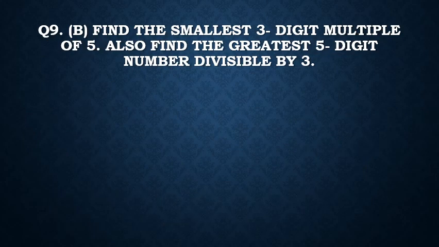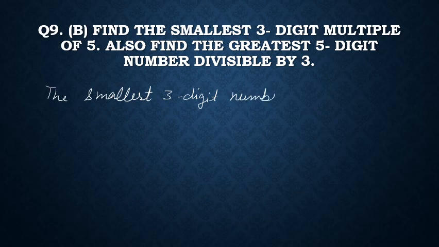The last question given to us is, find the smallest 3-digit multiple of 5. Also find the greatest 5-digit number divisible by 3. So first of all, we'll write the smallest 3-digit number. The smallest 3-digit number is 100. And we can see 100 is a multiple of 5.